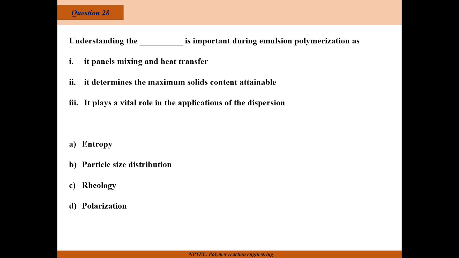Now, understanding the dash is important during emulsion polymerization, as it impacts mixing and heat transfer. It determines the maximum solid content attainable. It plays a vital role in applications of dispersion. Which one is the reason for all these three? It impacts the mixing and heat transfer. What plays a crucial role: is it the entropy, the particle size distribution, the rheology, or the polarization?